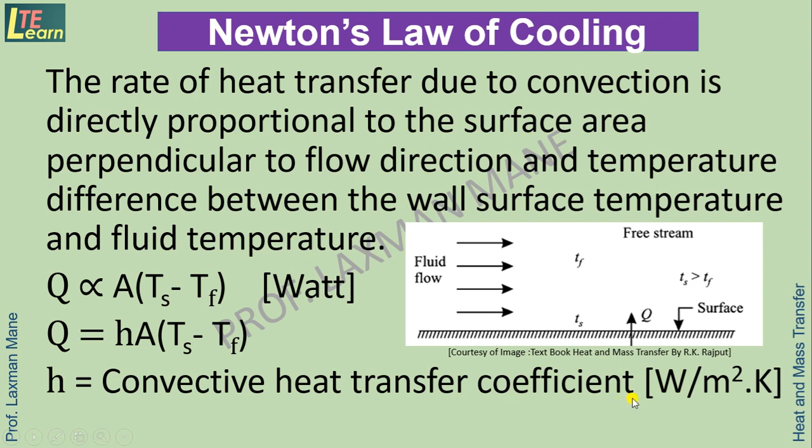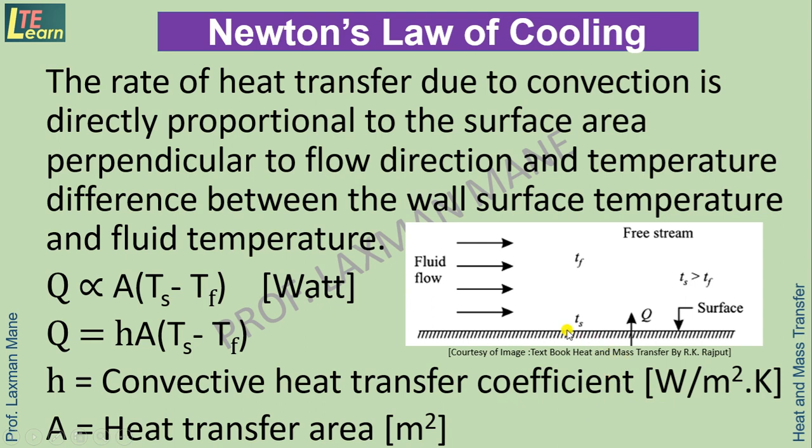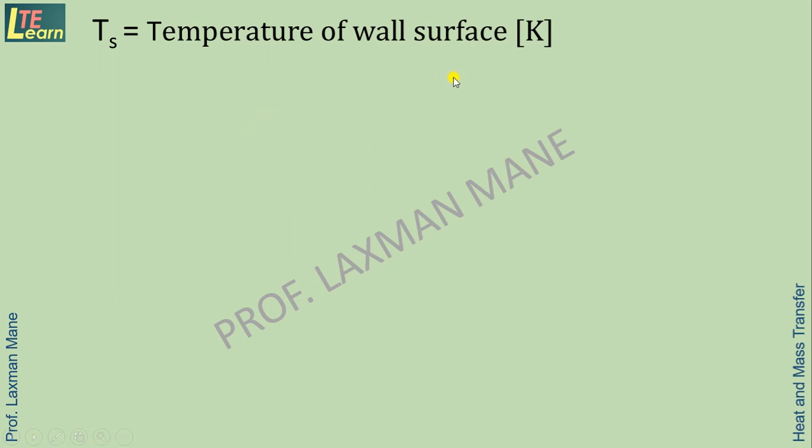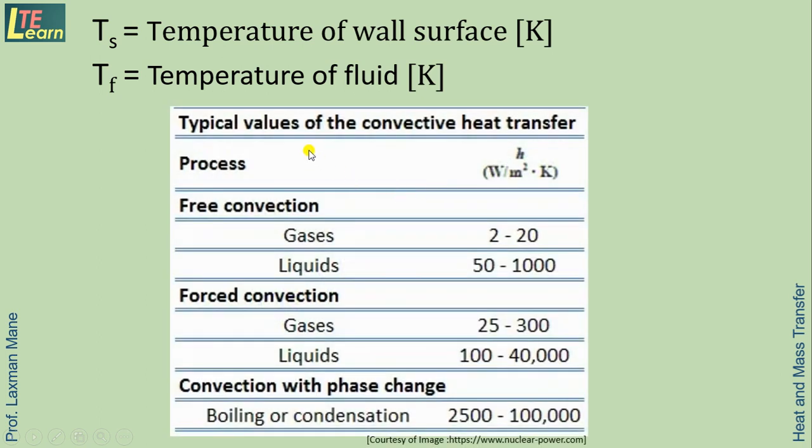Unit of h is watt per meter square Kelvin. A is the heat transfer area, which is perpendicular to the direction of heat transfer, in meter square. Ts is the temperature of wall surface in Kelvin and Tf is the temperature of fluid in Kelvin. These are some typical values of the convective heat transfer coefficient for free convection and forced convection cases.